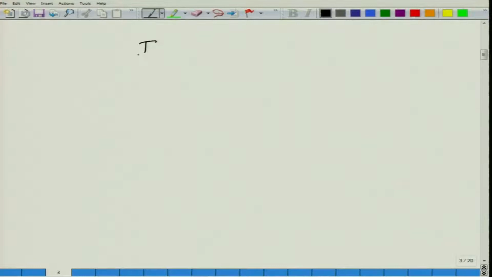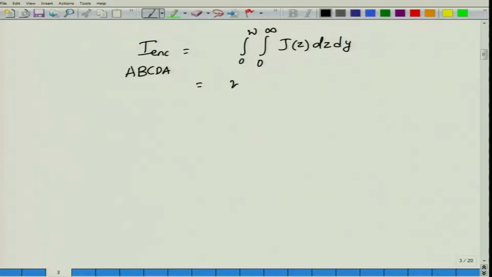Well, the total current that is enclosed over the loop A B C D A will be the integral over 0 to w, because I have assumed that along the y direction we have taken a distance of w, along z we have taken all the way from 0 to infinity, and the current density varies with respect to z, dz dy. Here the J vectors are all independent of y, therefore there is no problem of simply removing the integration with respect to y. So with respect to y it would get multiplied by w, and here you have the integral from 0 to infinity of J of z dz.